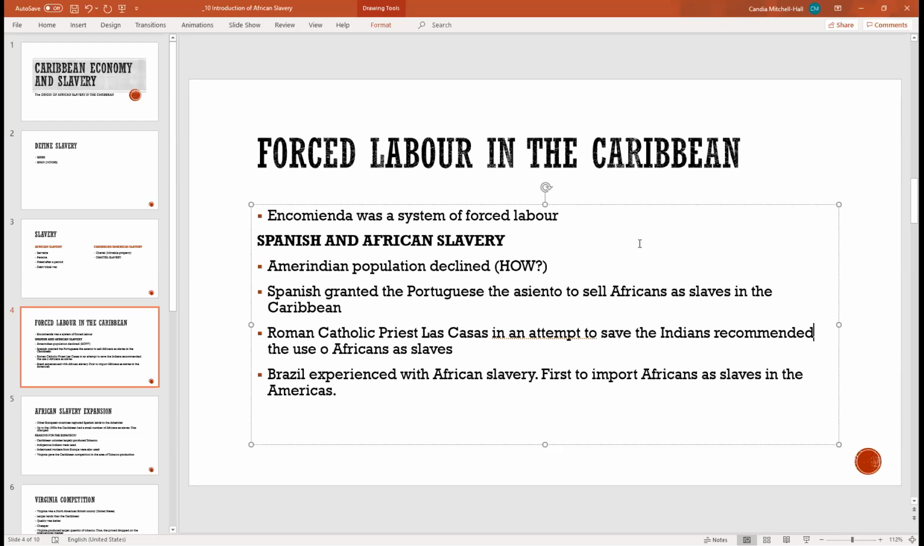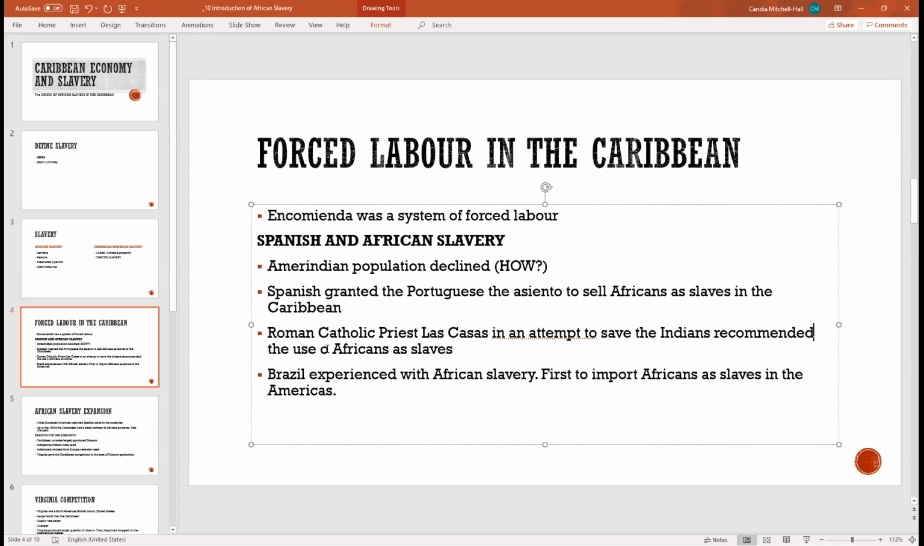And so the Spanish granted the Portuguese a license. The license was called the Asiento, and they were allowed to sell Africans as slaves in the Caribbean. So that is how some Africans would have arrived in the Caribbean as slaves.